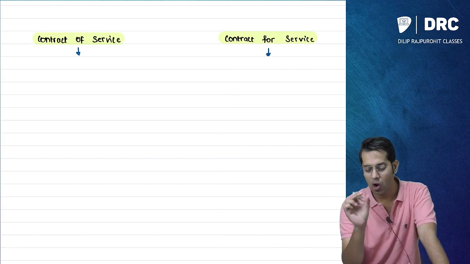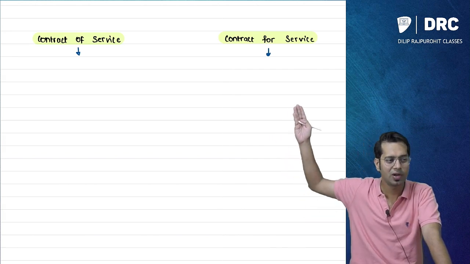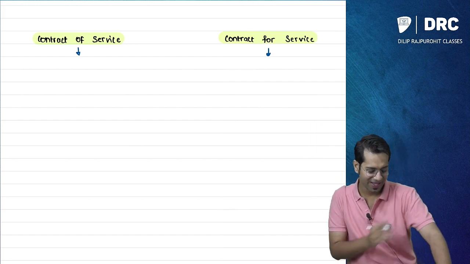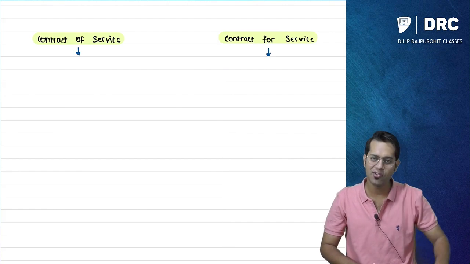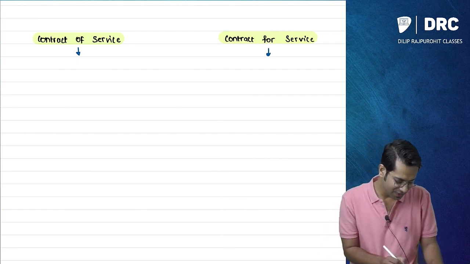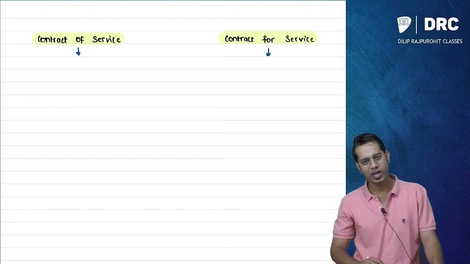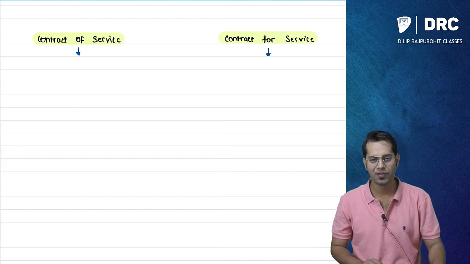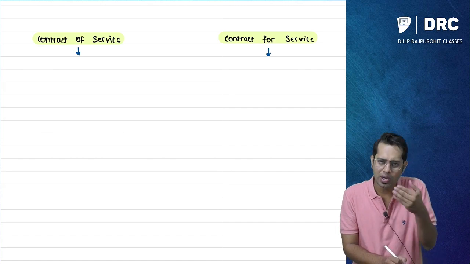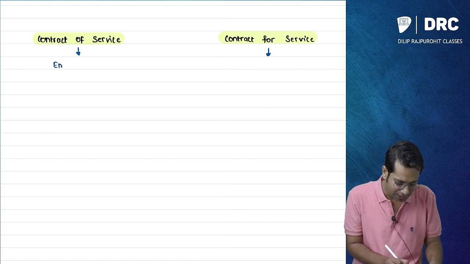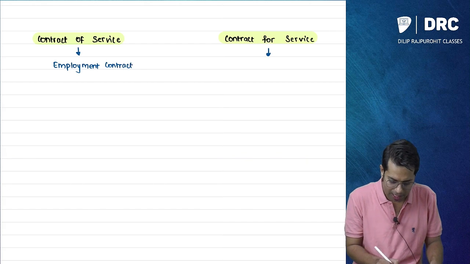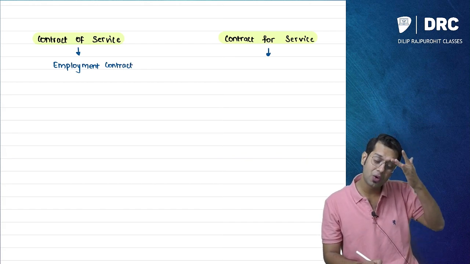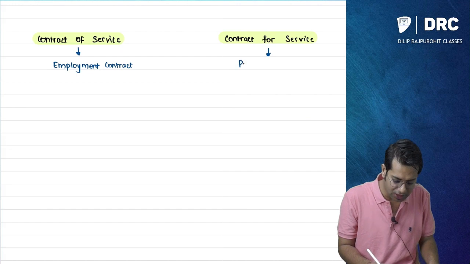Sir, there is a difference between of and for, sir. No. Is there a difference between contract of service and contract for service? Yes, sir, there is a difference. What is the difference, sir? See, sir, in case of contract of service, it is an employment contract. Contract of service is an employment contract. And sir, contract for service, then tell me what is contract for service? Sir, this can be a professional contract.